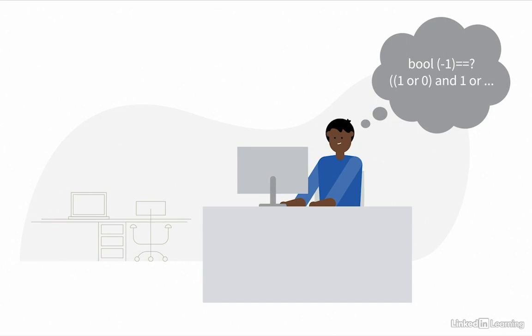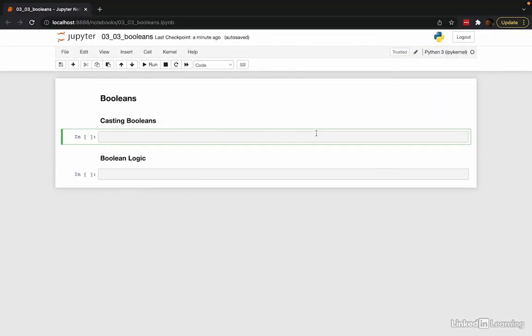Honestly, I occasionally find myself bringing up a Python terminal to double-check a line of Boolean logic or confirm exactly how Python handles one case or another. So let's go to the code. The first thing I want to talk about is casting.